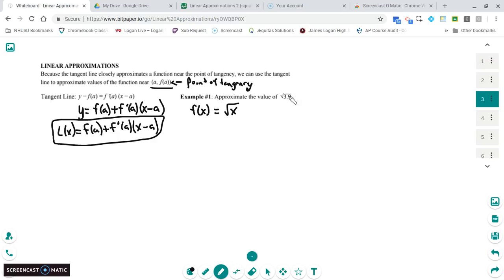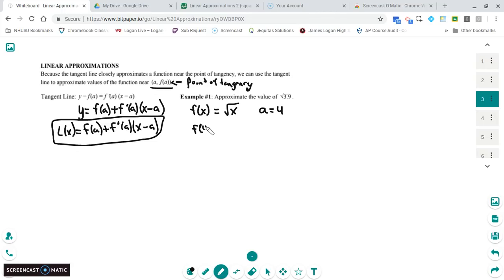Now, the next thing I'm going to want to do is to pick a value that I can take the square root of. Now, 3.9 is very close to 4. So I'm going to let a be 4. All right, remember, we have to pick something very close to 3.9 that we could calculate. All right, so I can take the square root of 4, so I'm going to use that. And then just like we already did on the previous page, remember that we did this at a equals 4.